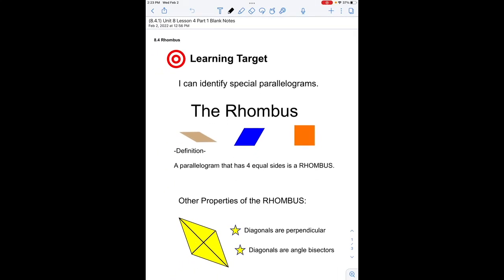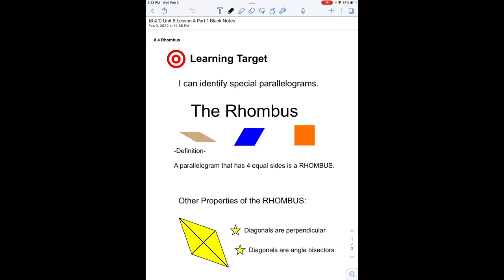Okay, here we go. We're going to look at Lesson 4, Unit 8, Lesson 4. We're going to split it up into two parts. Today we're going to focus on one of these special parallelograms, which is a rhombus.